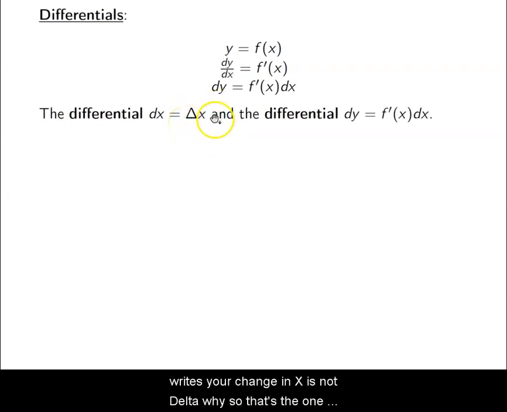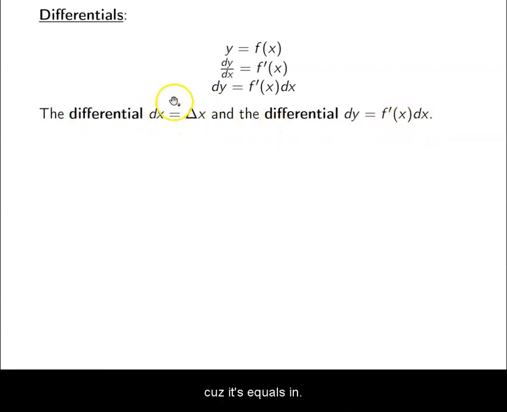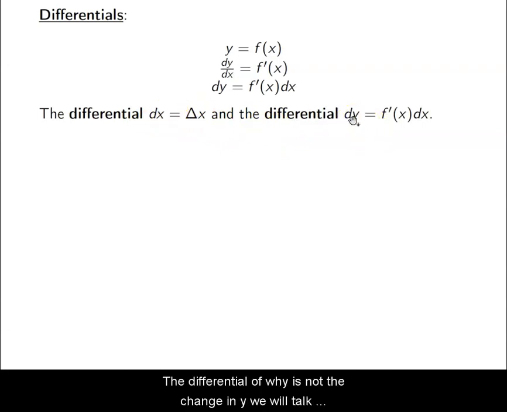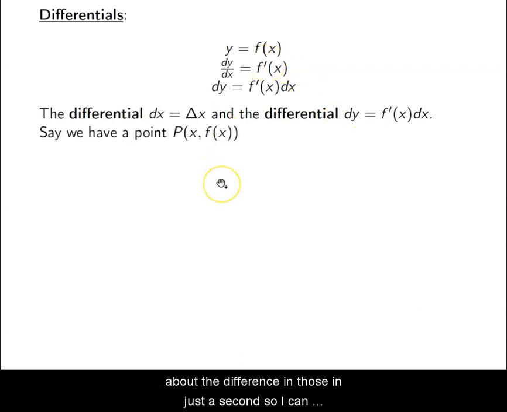The differential dy is not delta y. Okay, so that's the one thing that you really want to make sure you understand and you don't mistake. The differential dx is the change in x. It's, you know, x1 minus x0, like I said. The differential dy is this formula that we had. It's f prime of x times the differential dx, or f prime of x times delta x. Either way, because it's equal, it's interchangeable. But the differential of y is not the change in y. Well, we'll talk about the difference in those in just a second. Okay, so well, actually right now, really.